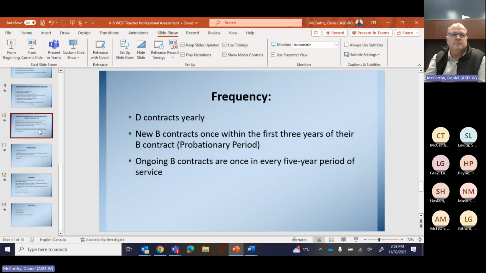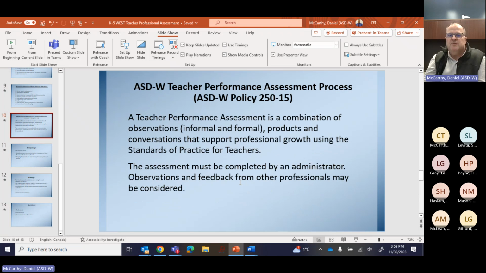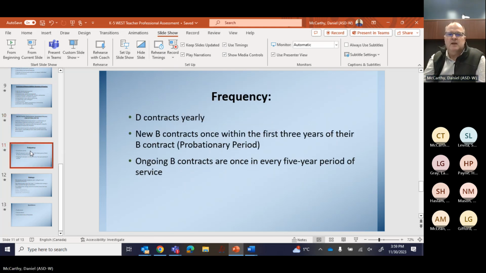So I'm going to go back here just a little ways. The observation must be completed by both the teacher and the administrator. All right. And the frequency: D contracts, you're done yearly. New B teachers, you're observed one more time within the first 3 years. That's a probationary period. I think with our new collective agreement, that's going to be 1 year. And ongoing B teachers should be done once every 5 years.